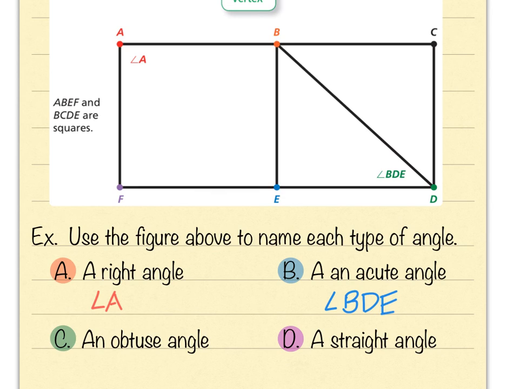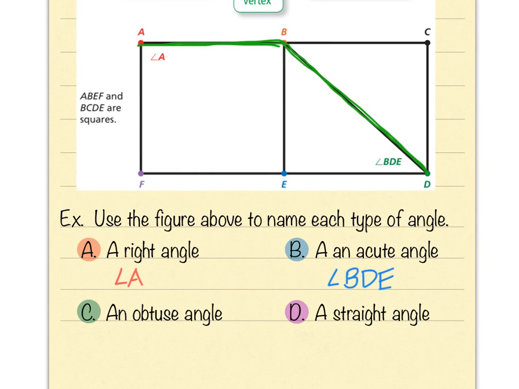Okay, so example C says an obtuse angle. And if you're looking up here, you may not see an obtuse angle. However, I am going to use the angle that is made by these lines here. And that would be an obtuse angle, and I just have to label it. So to label it, I could say angle ABD. B is the vertex, it's the middle point. I'm going from A to B to D. Or you could reverse it and say angle DBA, but you're talking about the same exact angle. So that would be an obtuse angle.